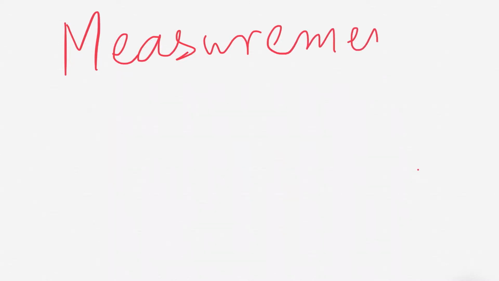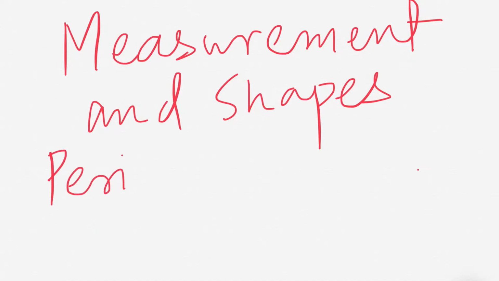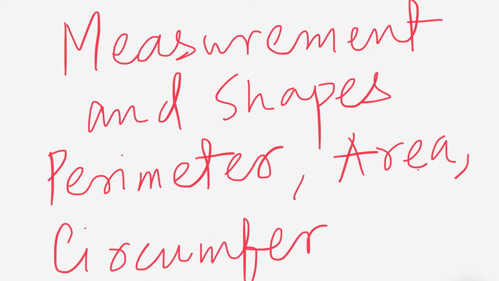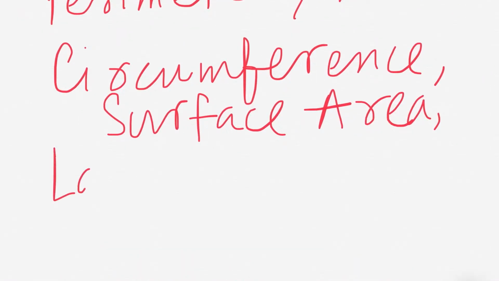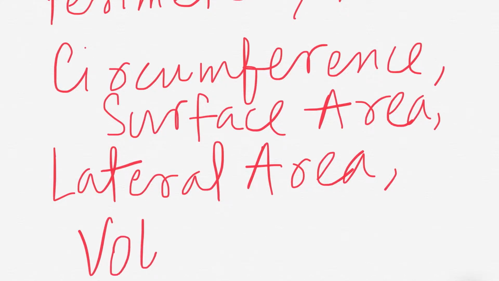Today we are starting with a new series, Measurements and Shapes, where we will be discussing perimeter, area, circumference, surface area, lateral area, volume, etc.